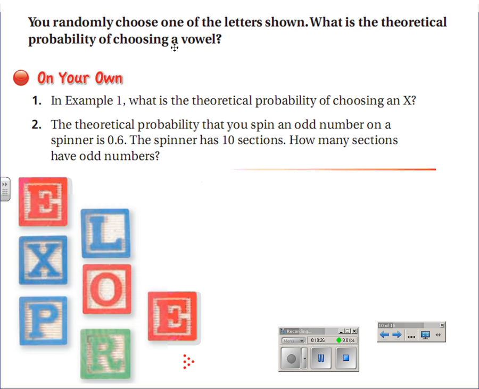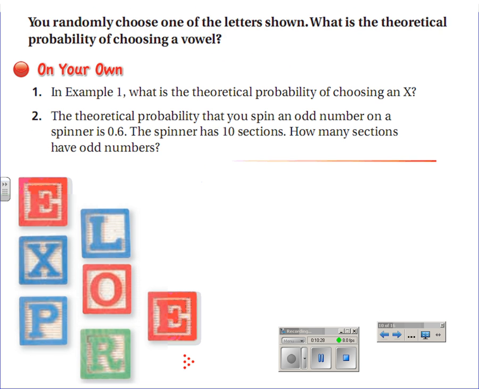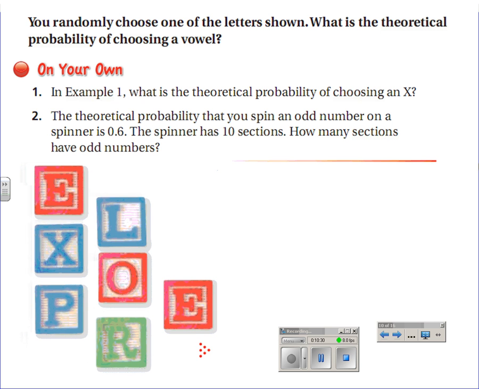I see these number blocks. Question 1 says, what is the theoretical probability of choosing an X? So I look at these letter blocks. I have 1, 2, 3, 4, 5, 6, 7 blocks. So when I'm doing my probability, there's 7 possible outcomes. I want to know my chances of choosing an X. Well, there's only 1 X in that whole block, so my chances are 1 out of 7. So my probability is 1/7.